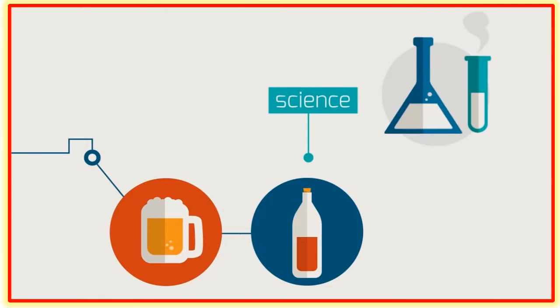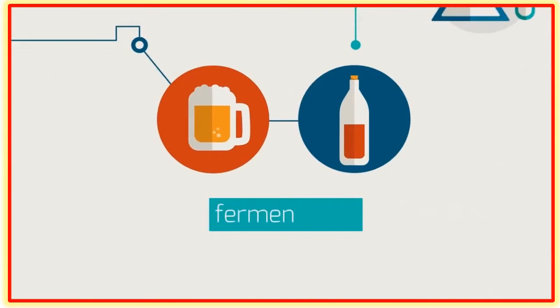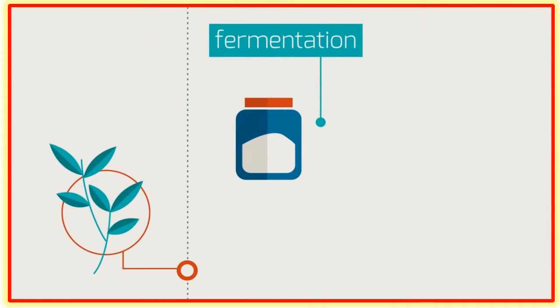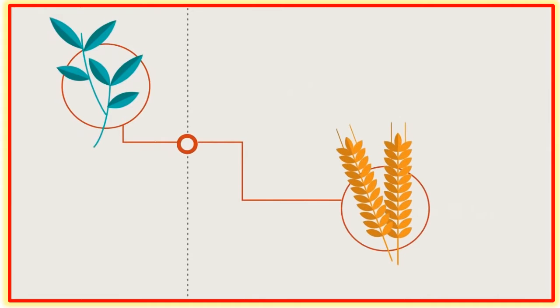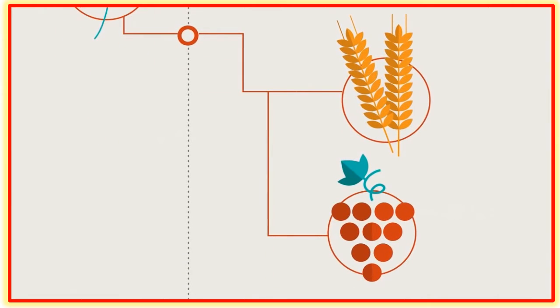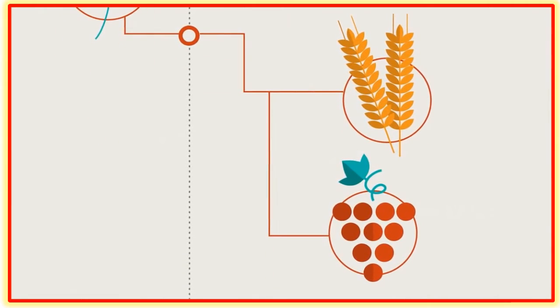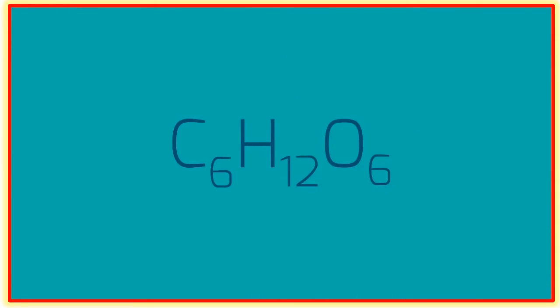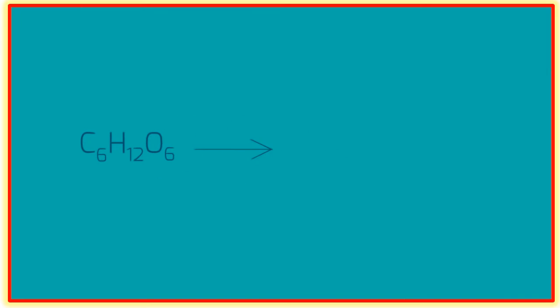The process used for making alcoholic drinks is called fermentation. The reactant in fermentation is sugar. It comes from natural plant extracts, barley in beer making, and grapes in wine making. These sugars have the general molecular formula C6H12O6. Fermentation converts them into ethanol and carbon dioxide.